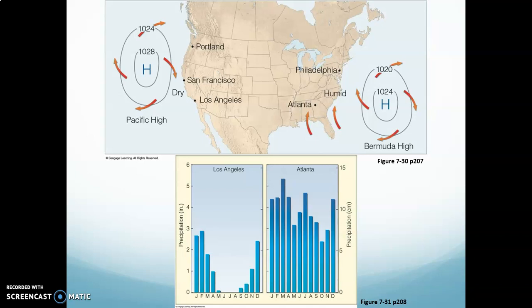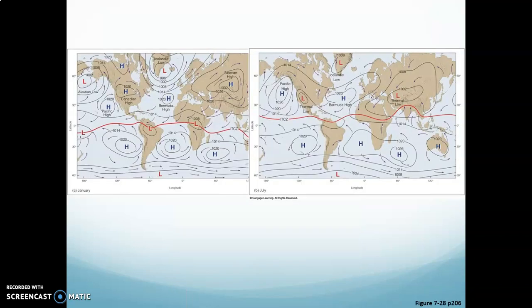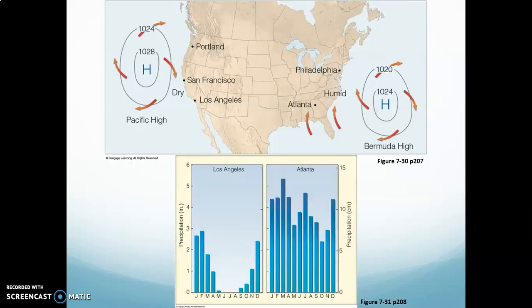Now, these semi-permanent highs and lows, let me go back and tell you about semi-permanent highs and lows. All of these highs and lows in these figures are what we call semi-permanent highs and lows because we tend to see these high and low pressure systems fairly frequently. Here are two that affect us. You have the Pacific high and the Bermuda high.